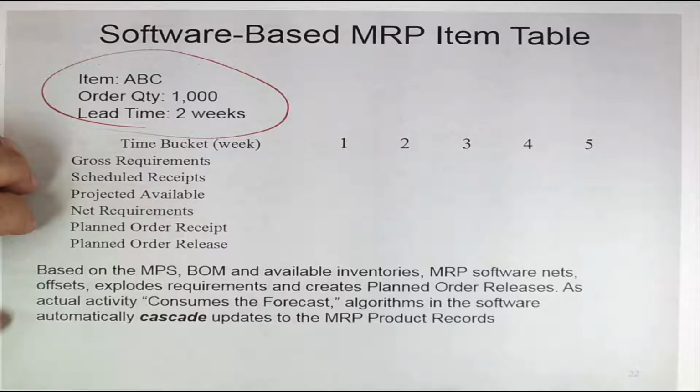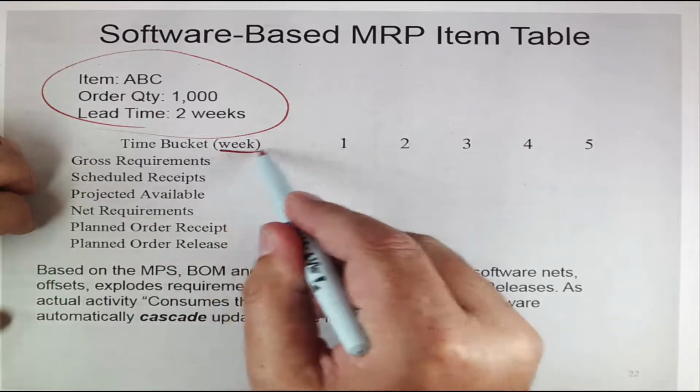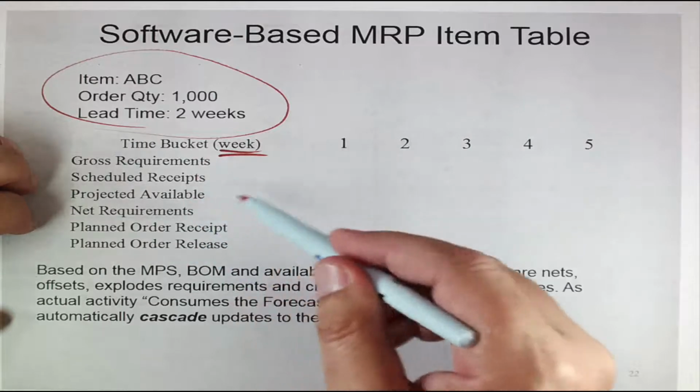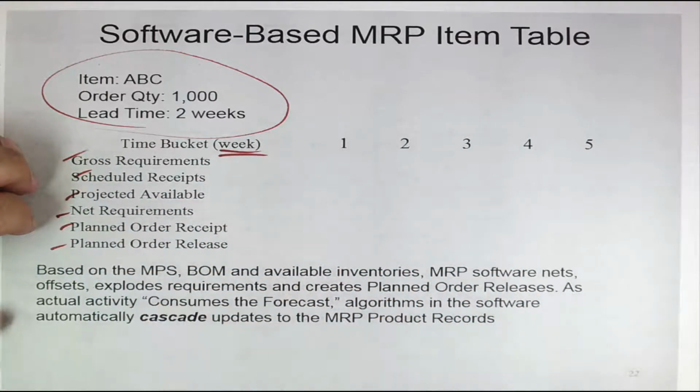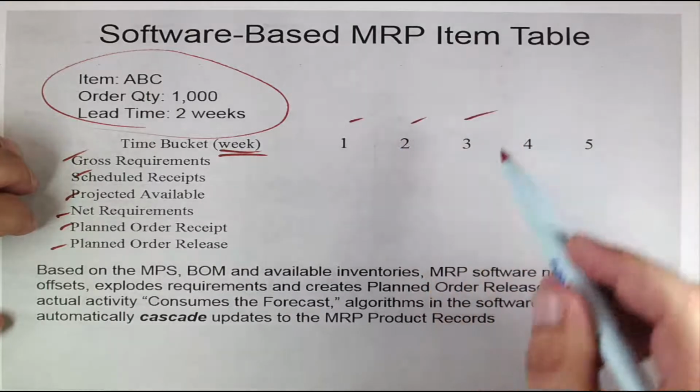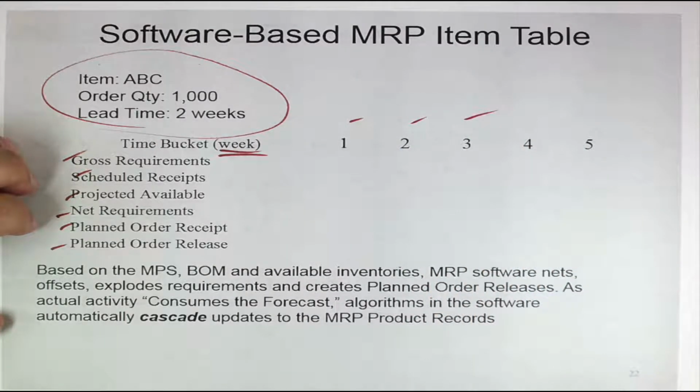In the middle here, we're talking about time buckets or time periods, which are usually a week, and then the various steps that go on, and we'll elaborate on them in just a moment, out into different time periods. Early time periods, week 1, week 2, week 3, and all the way perhaps out into a 52-week period.